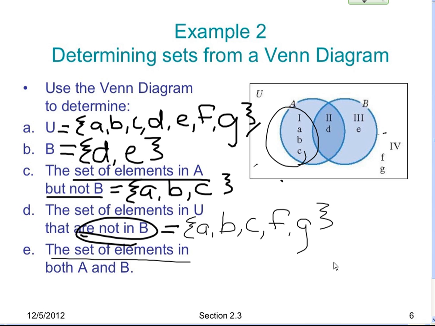The set of elements that are in both A and B. D is in A, D is also in B, so the only thing that they have in common is D.